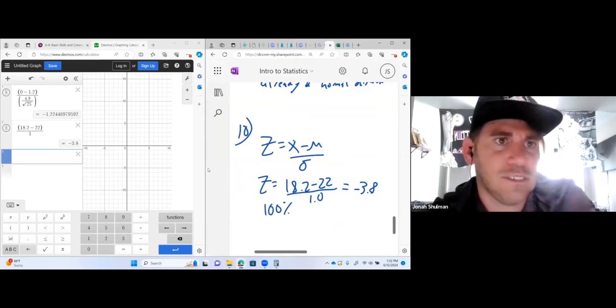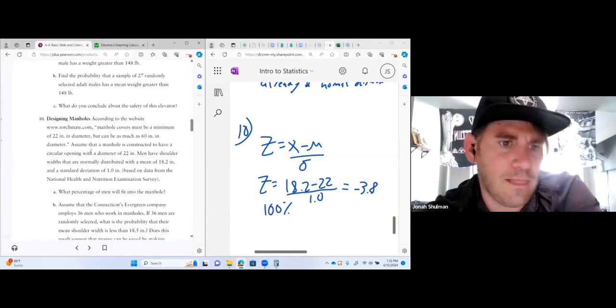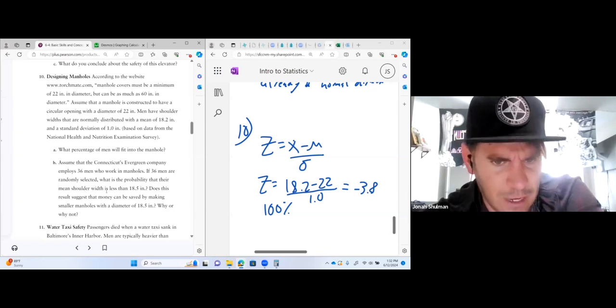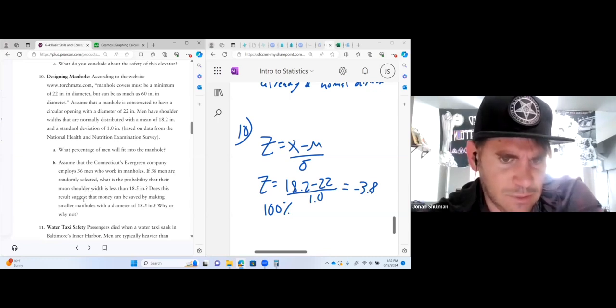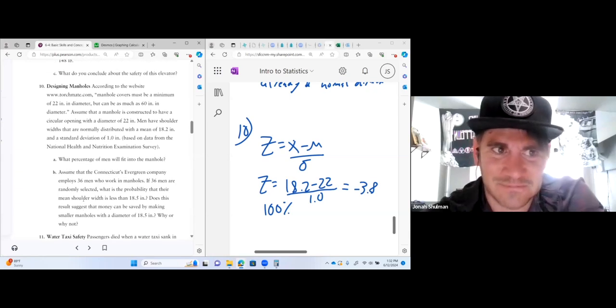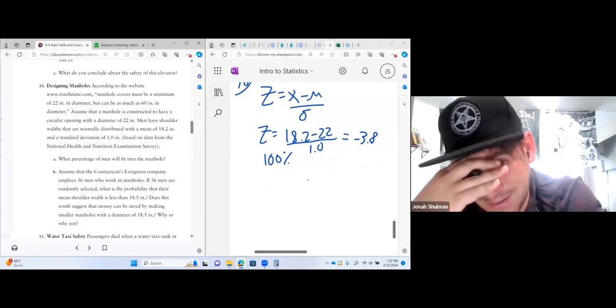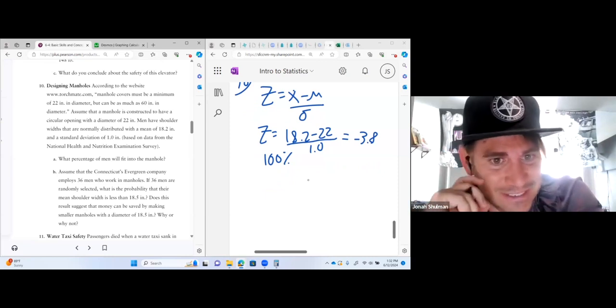All right, so let's look at the next part. Assume that the Connecticut Evergreens Company employs 36 men. The sample size is over 30. What is the probability that their mean shoulder width is less than 18.5? This results in money saved by making smaller manholes. Oh, I love this question. Okay, so here we go.